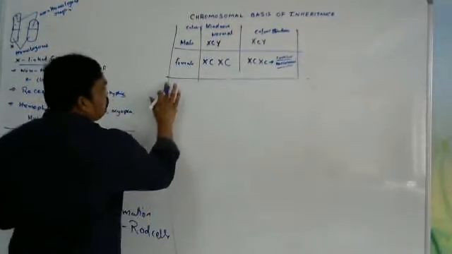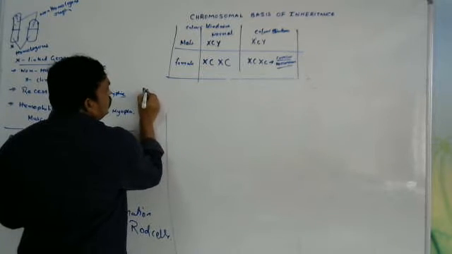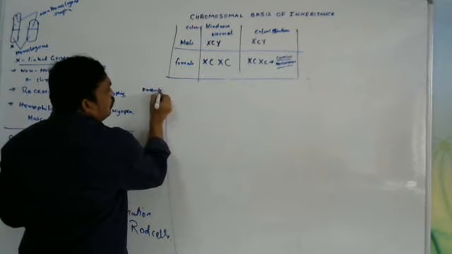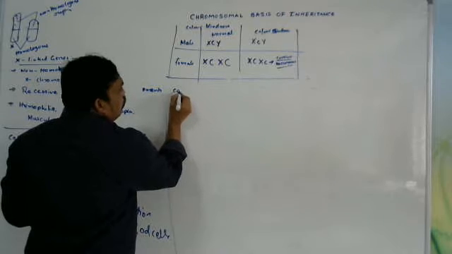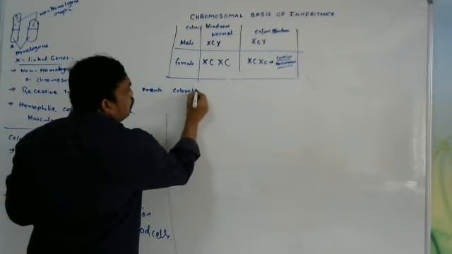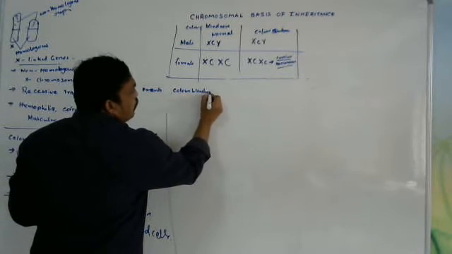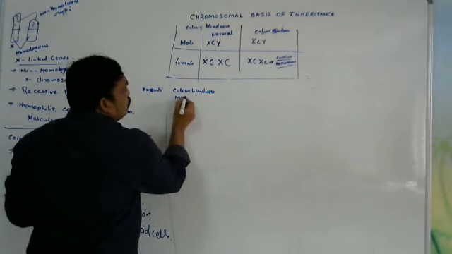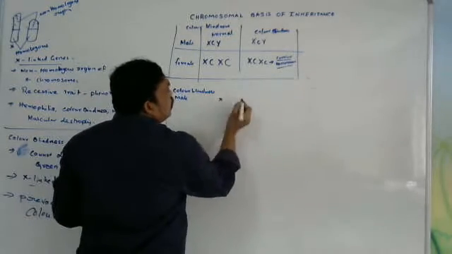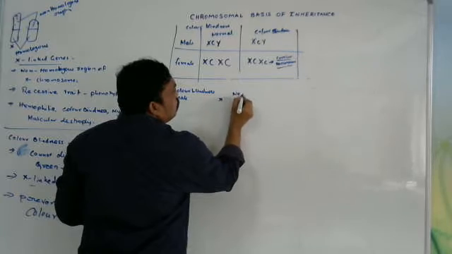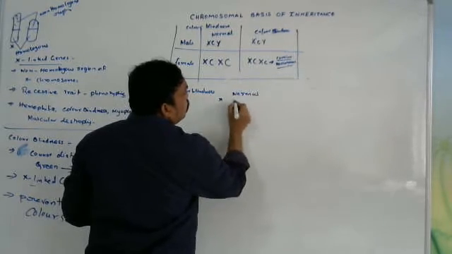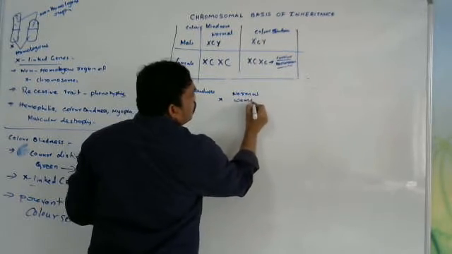Okay, we will write here. Parents: a color blind male and a normal woman, both are married.